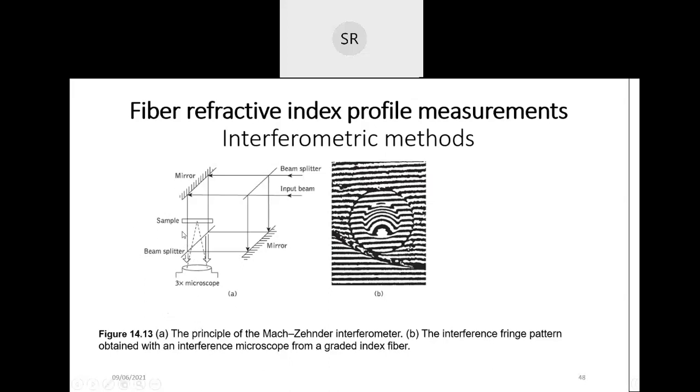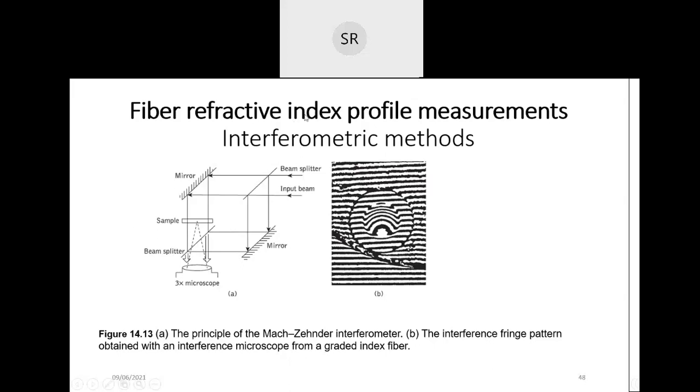So the light will travel through this sample or fiber slice, and that can be seen in this microscope. Whatever the differences in the refractive index, due to the different optical path lengths, we can see a fringe pattern. That is the interference fringe pattern obtained with an interference microscope from the gradient index fiber.